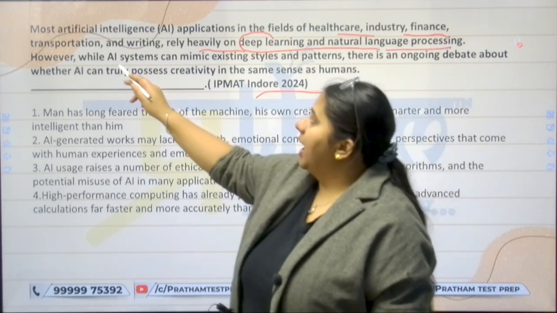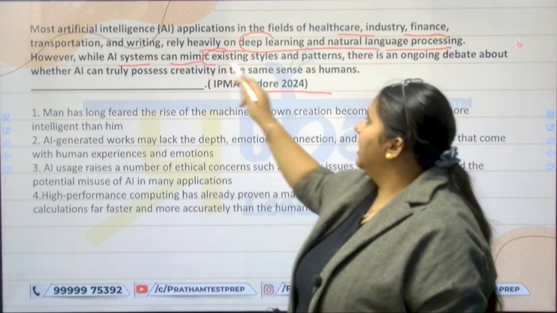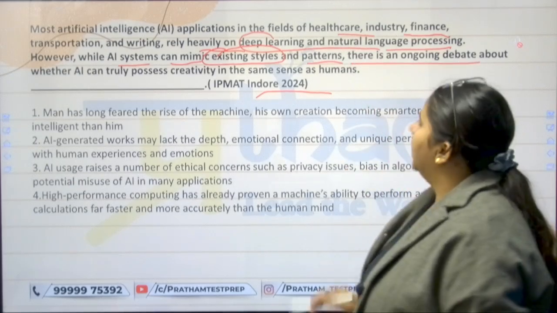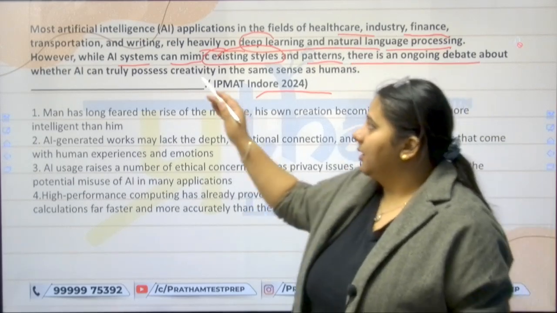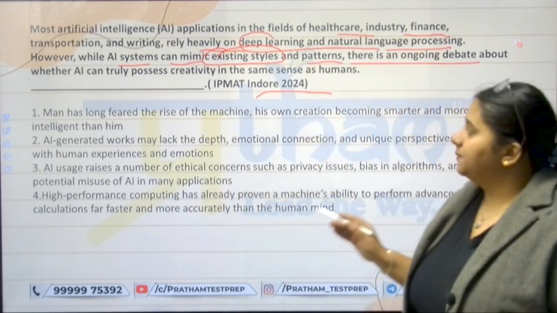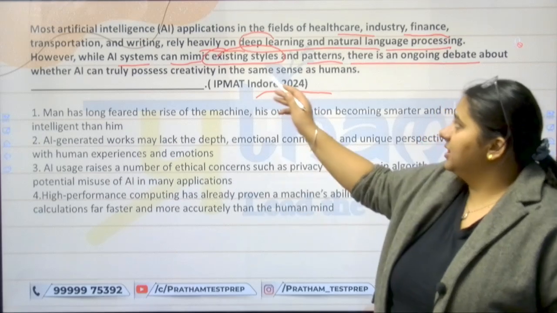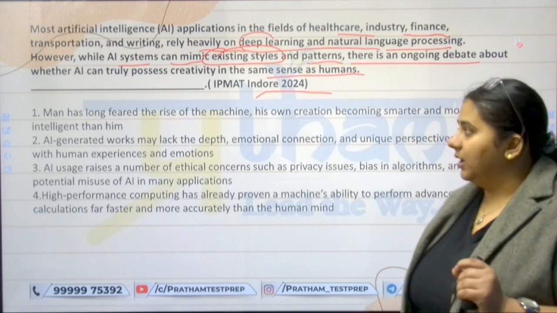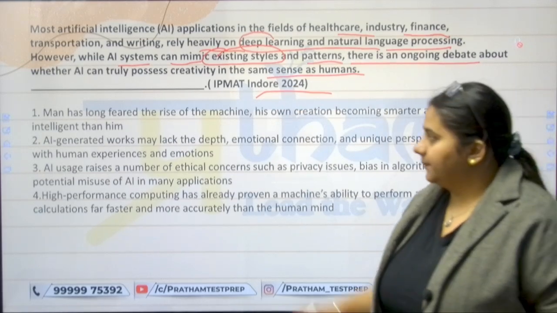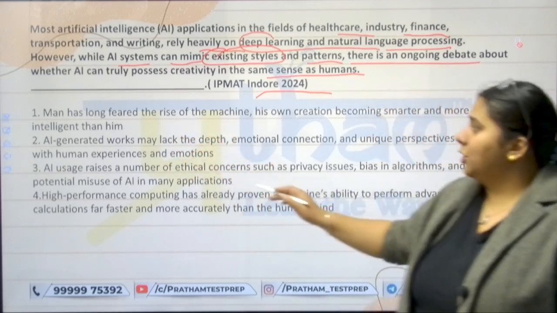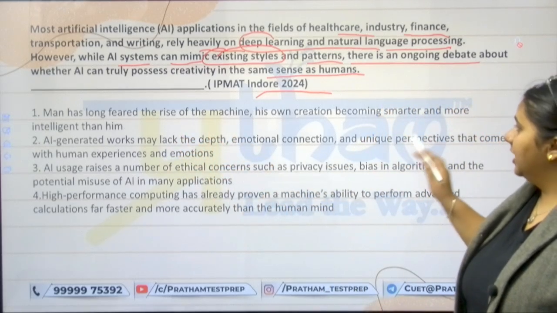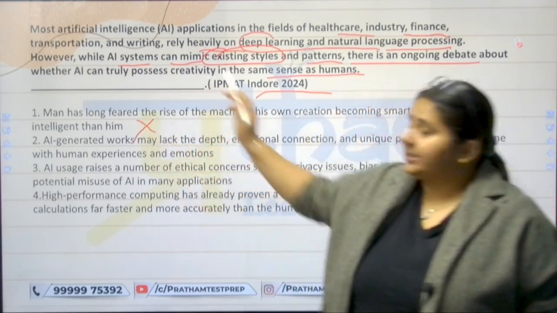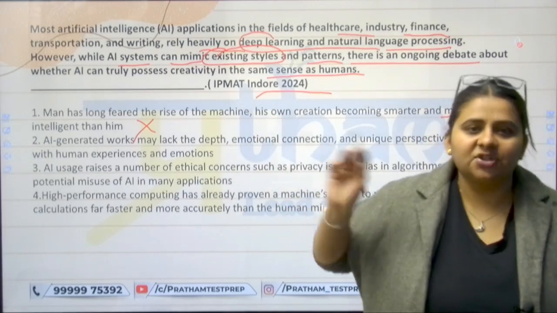However, while AI systems can mimic existing styles and patterns, there is an ongoing debate about whether AI can truly possess creativity in the same sense as humans. So it is talking about AI and its creativity. Now let's eliminate options. First one: Man has long feared the rise of machine, his own creation becoming smarter and more intelligent than him. This is not comparing the man and the artificial intelligence.